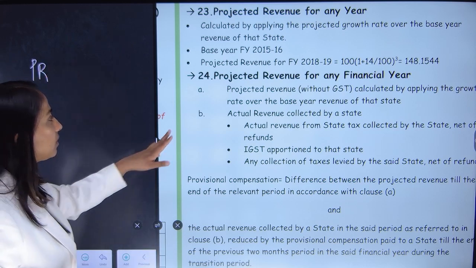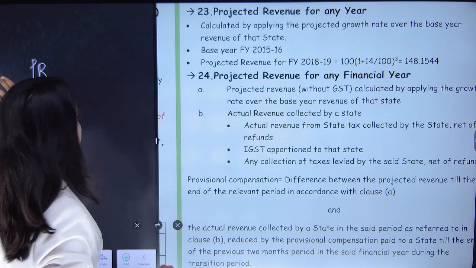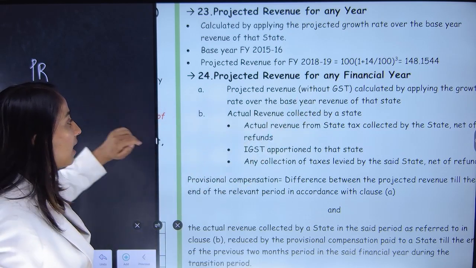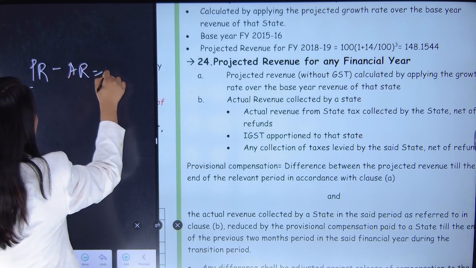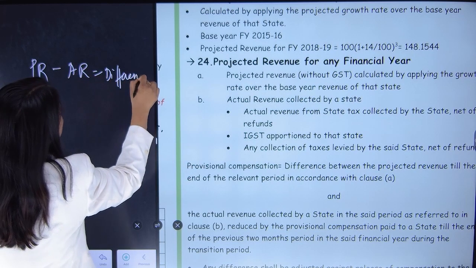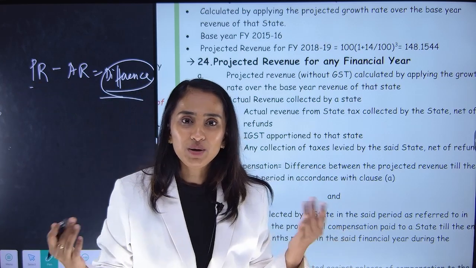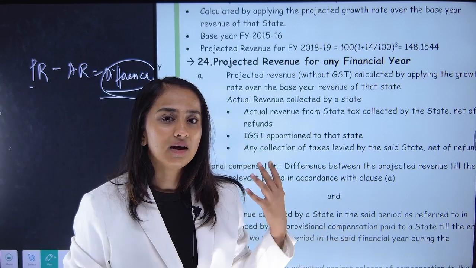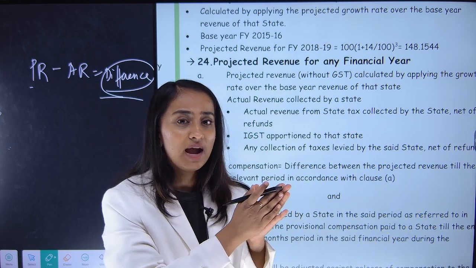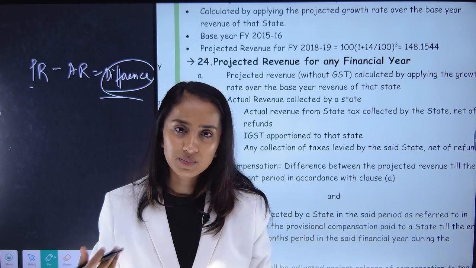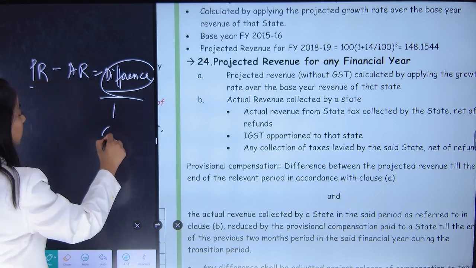Okay. Now, projected revenue is calculated applying the growth rate, whatever we just did in our last step. Actual revenue computed. This is my actual revenue. Now, this is my difference, right? So, this is the amount that the states are liable to be compensated, because what is the projected revenue? They should have earned so much, but they actually earned so much. If they have earned less, then they will be compensated. So, this is the difference. This difference will be compensated.